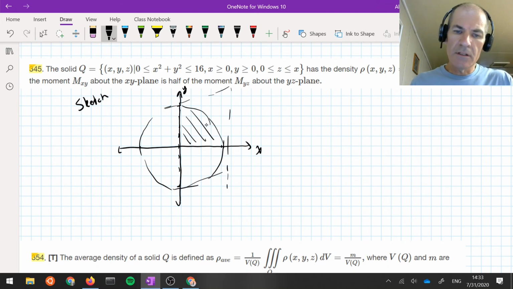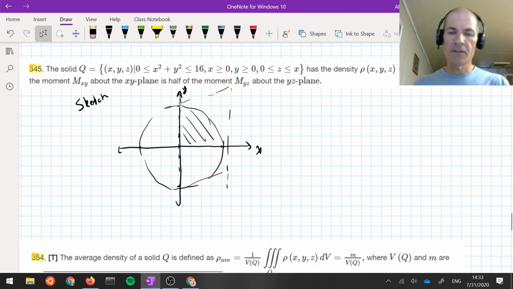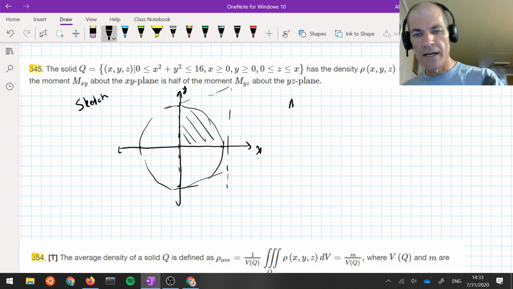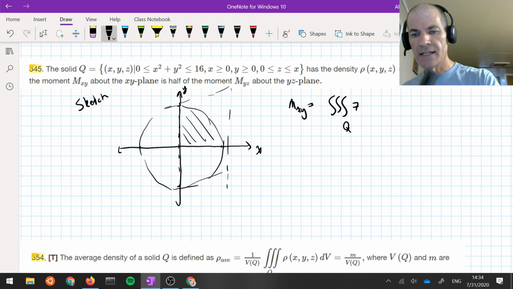This definitely looks like a job for cylindrical coordinates again, because this base has a lot of circular features to it, and the z component maybe doesn't so much. So let's start with the formula for Mxy. The moment about the xy plane is the triple integral over the solid Q. Z is the missing variable, the density rho dV.